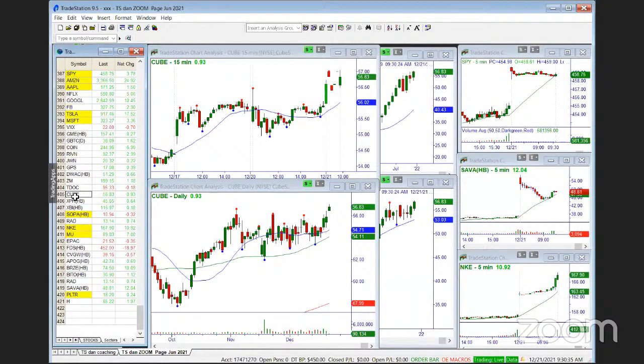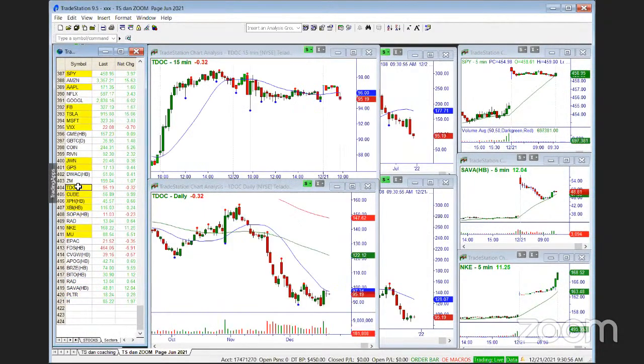Cubes are breaking out. We found this one yesterday. 30-minute high. I was hoping the 30-minute high would be closer to 56 instead of a higher high, higher low bar, but that still looks good. All right, TDOC is red, which I actually like. Let it just go sideways up here.